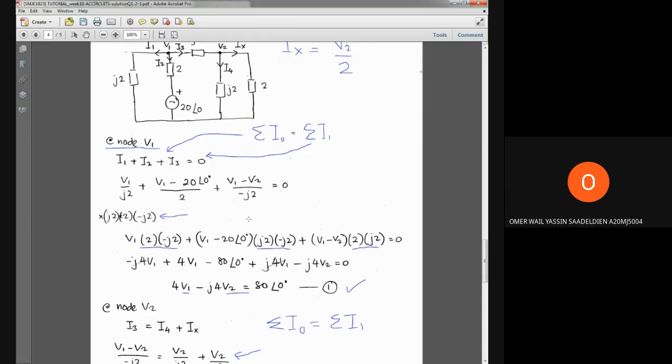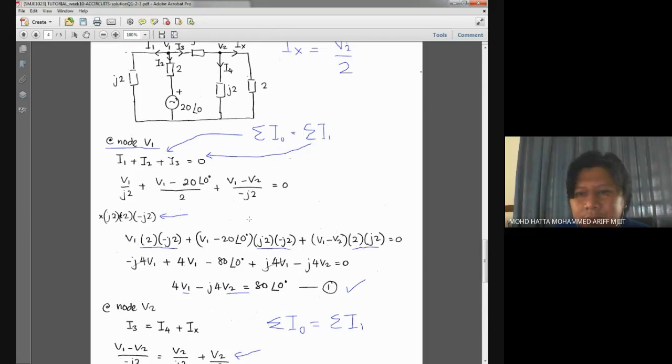It's a bit complicated, sir, but it's all good. It's a bit complicated. Yeah, because we are dealing with a complex number. Of course, it's complicated, and sometimes I also make mistakes. So that's why you need to familiarize yourself with calculation involving complex numbers.